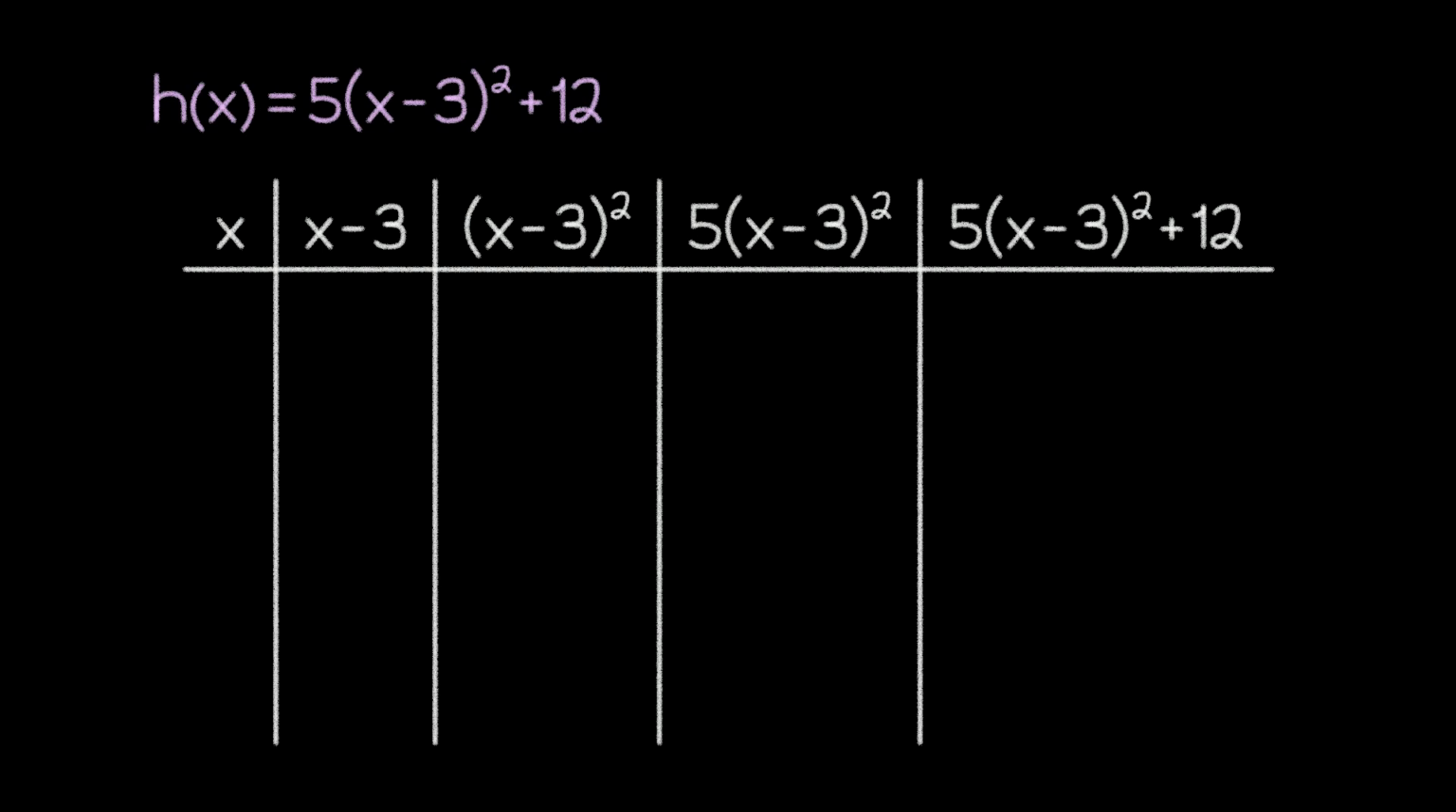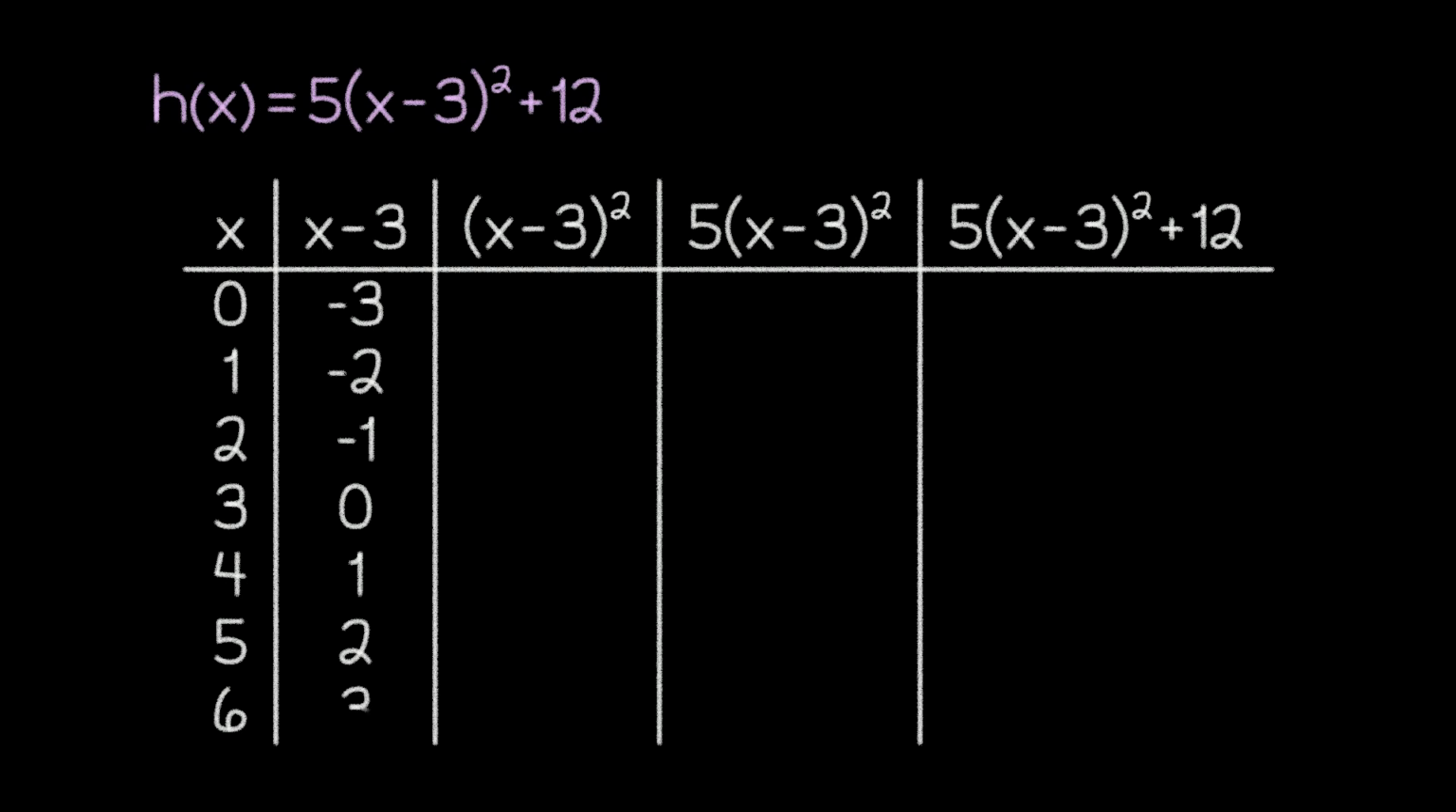For the sake of observing some patterns related to quadratics, let's choose our inputs to be the integers from 0 to 6. Then, when we subtract 3 from each input to find the value that belongs in the second column, we can see that we get the integers from -3 to 3. At this point, we need to square each of these values, but let's start from 0 and work our way up before looking at the negative numbers.